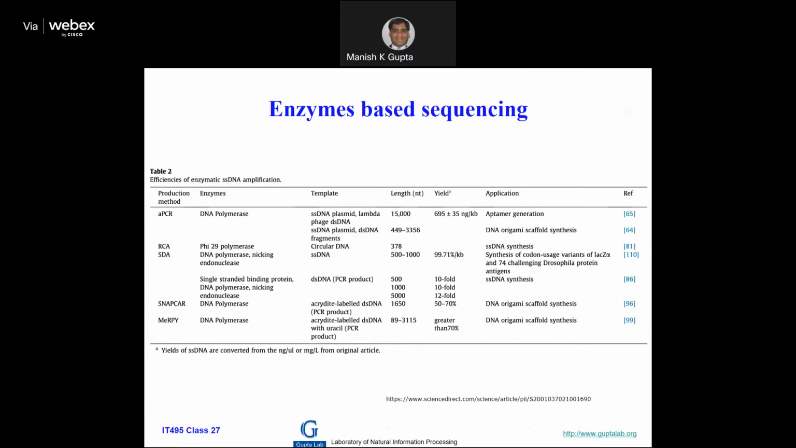Of course, it has also affected the sequencing. So this is a table for sequencing, enzyme-based sequencing. That is also another area which is coming up, and I just included the table for completeness.